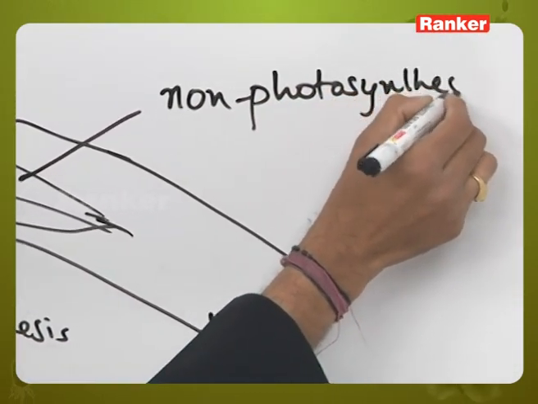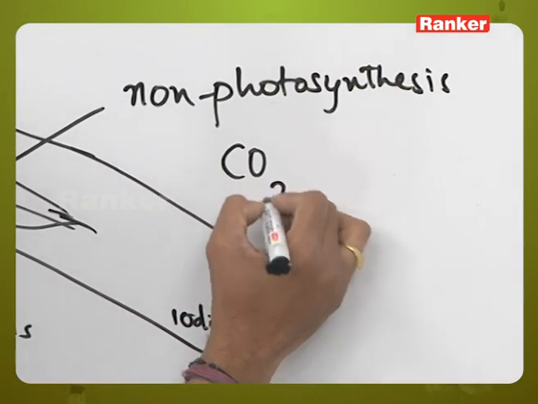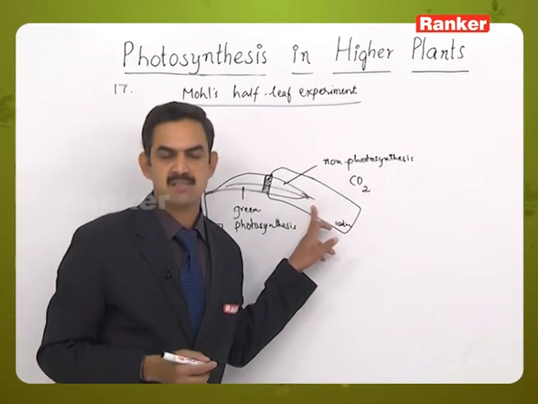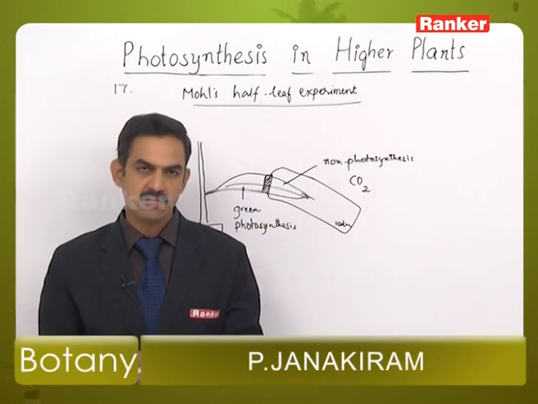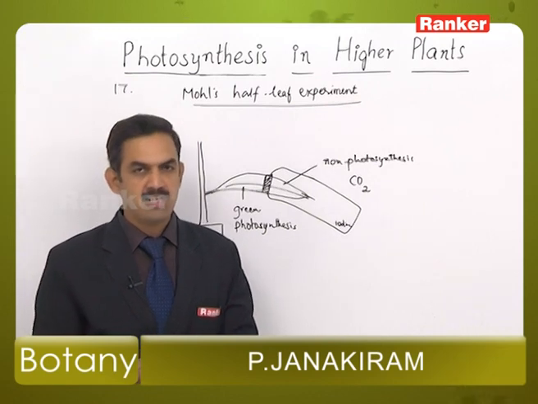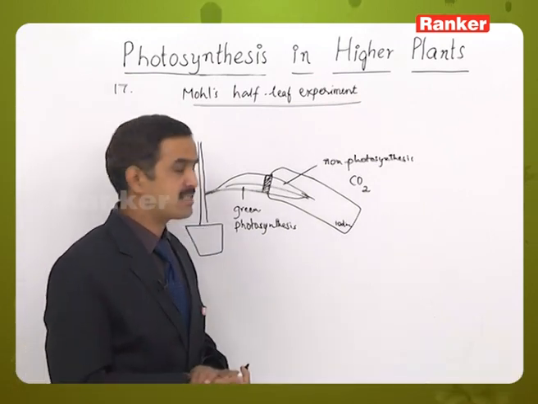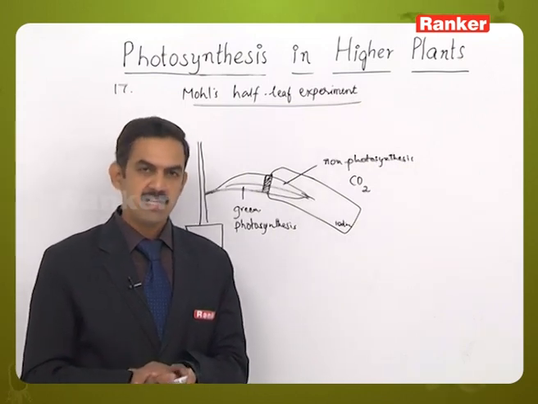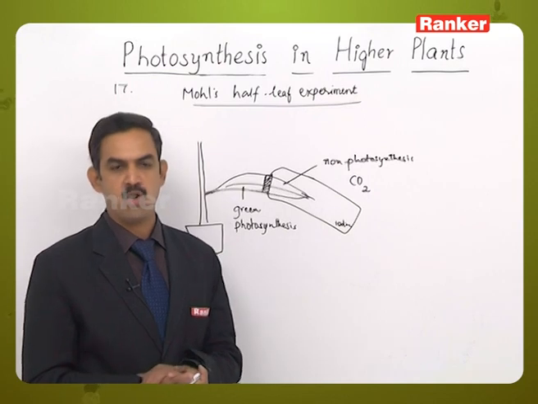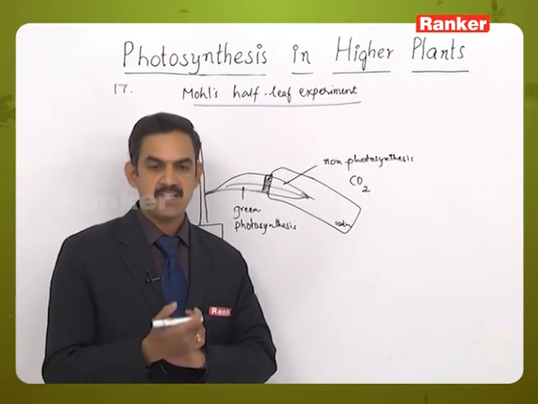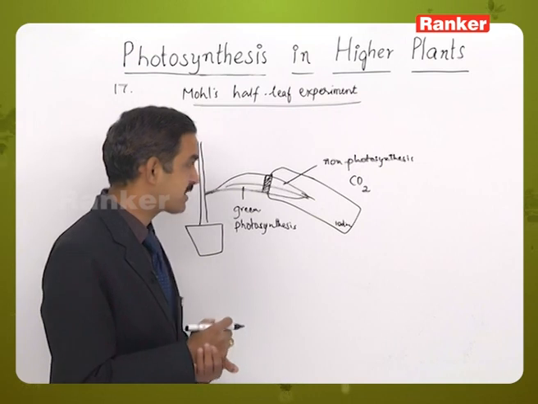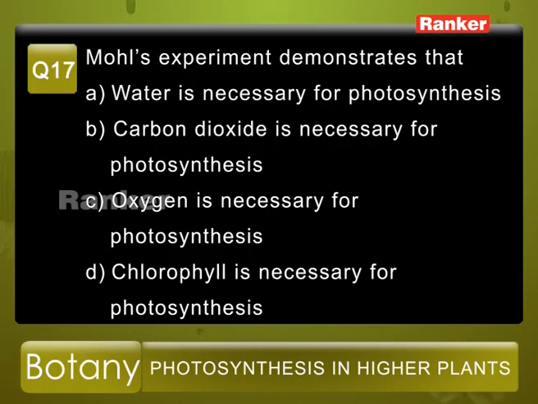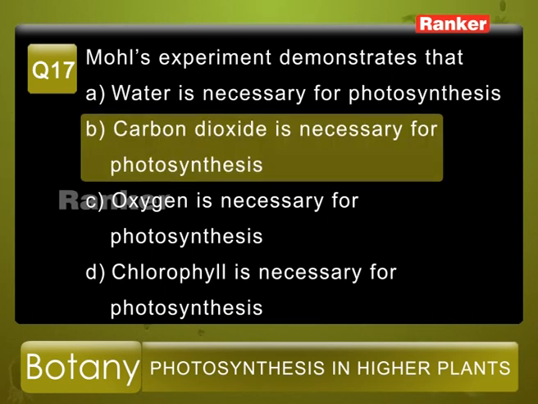Why? Because for photosynthesis they require one of the raw materials, carbon dioxide. The carbon dioxide is completely exhausted inside this bottle. That's the reason why carbon dioxide is not available. When carbon dioxide is not available, that part of the plant cannot perform photosynthesis despite the presence of chlorophyll pigments also. So Moll's half-leaf experiment demonstrates that carbon dioxide is necessary for the photosynthesis process. From the given options, option B is the correct answer.